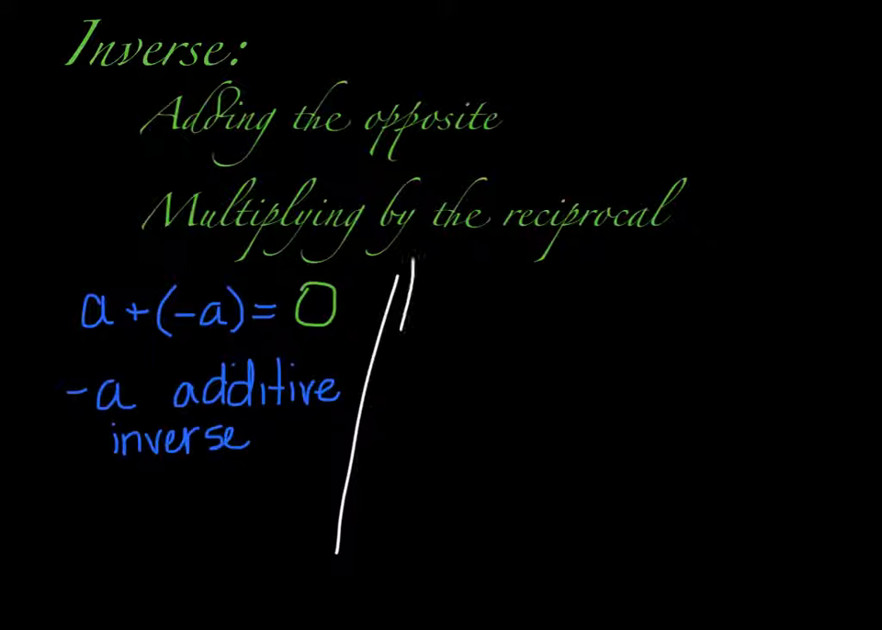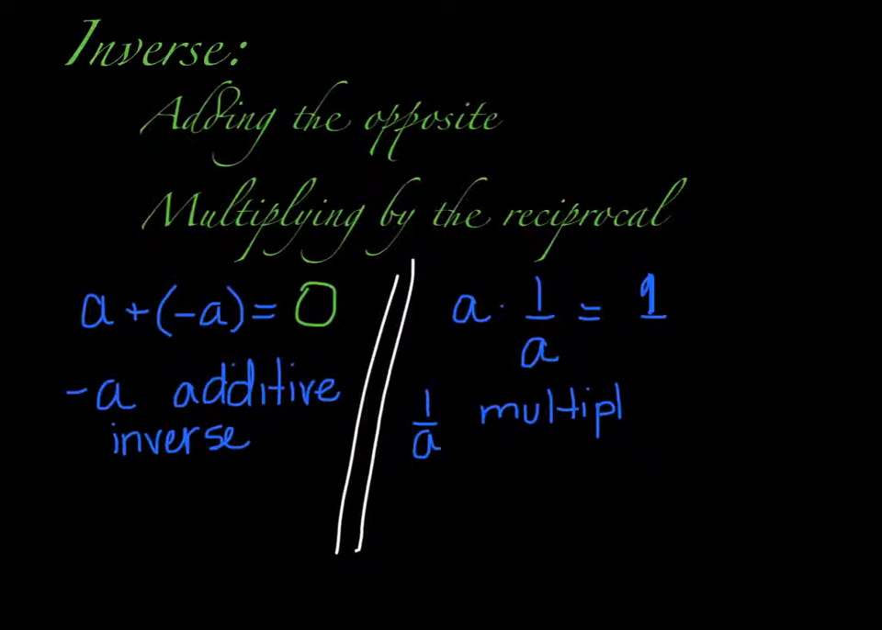Let's look at multiplication. Multiplying by the reciprocal is the inverse of multiplying. So I'm going to take A and I'm going to multiply by 1 over A. That's the inverse, and I get 1. So 1 over A is the multiplicative inverse. One thing you have to remember though, if 1 over A is the multiplicative inverse, A cannot be equal to 0 because we cannot divide by 0.